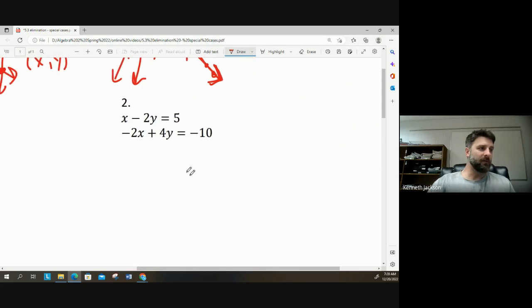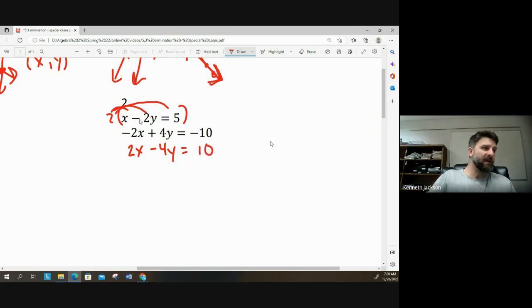On number two, my variables are lined up, x's and x's, y's and y's. But one of my variables is not the same. The x's are not the same and the y's are not the same. So what I need to do is multiply one or both of the equations. Well, I can multiply this top equation by 2, and that would make my x's both a 2, now one of them being negative, one of them being positive. 2 times negative 2, again, I'm taking this 2 and distributing it through the equation. So that'd be minus 4y, and 2 times 5 would give me positive 10.